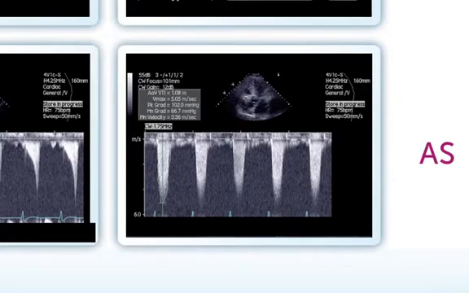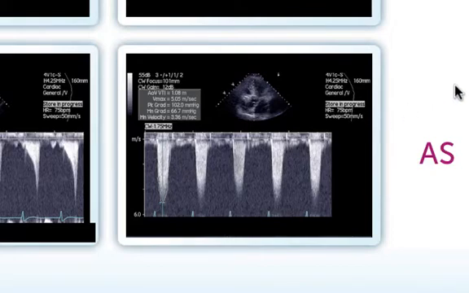If we place the Doppler sample volume in the LVOT, we can see the typical shape of dynamic obstruction. This is the LVOT obstruction. If we move the Doppler sample volume a bit, we can see that there is aortic stenosis. We have very severe aortic stenosis. The signal is more symmetric opposed to this signal. So you can differentiate the two different signals if we just play around a bit with the continuous wave Doppler probe.